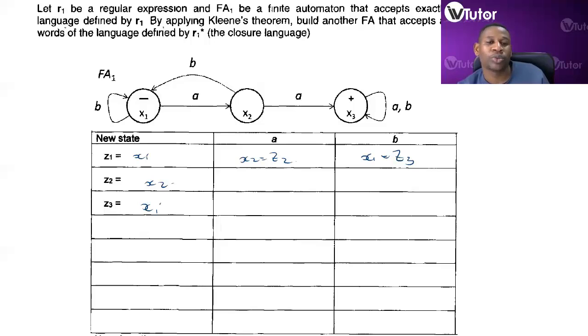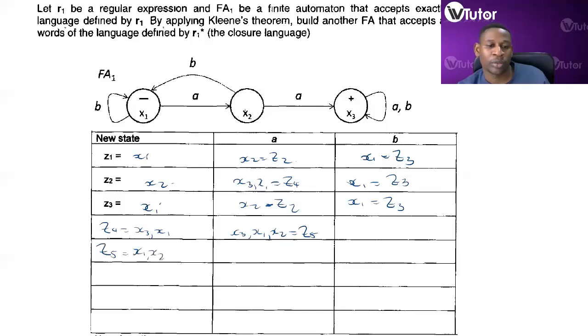So X2 with an A goes to X3, X1. So this is Z4. Z4 is equal to X3, X1. And then X2 with a B, you go to X1, which is equal to Z3. X1, you go to X2, Z2, and you stay in X1, which is equivalent to Z3. Then X3 with an A, you stay there. X3, X1. X1 with an A, you go to X2, which is Z5.